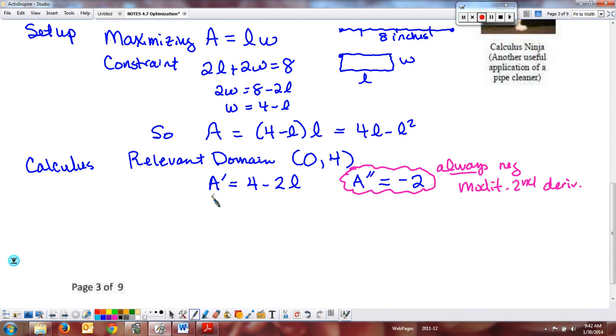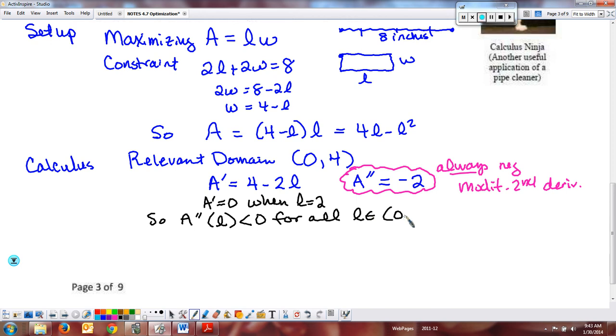All right, so come back over here. What are my critical values? I know that A prime equals 0 when L equals 2, and that's the only one I have to worry about. We already know that the second derivative is always negative, so now we're ready to make our calculus conclusion. So our A double prime of L, which was my input variable, is less than 0 for all L in the relevant domain, 0 to 4. It's actually everywhere, but I can say in the relevant domain.